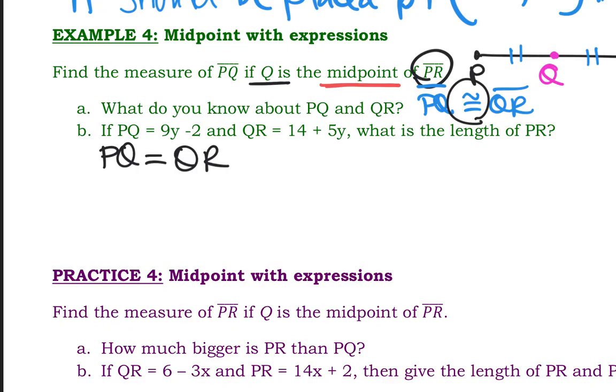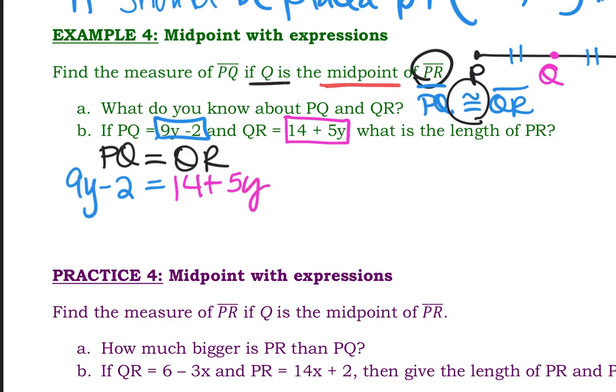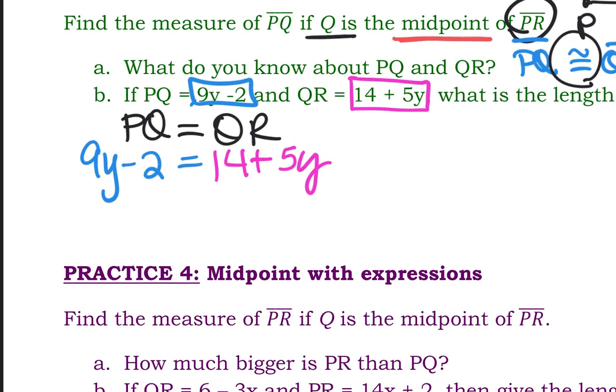The equal sign means we can go ahead and substitute in equations. And we have equations here. What equation do I have equal to P to Q? 9y minus 2. So I'm going to plug that in for P to Q, 9y minus 2. What do I have equal to Q to R? 14 plus 5y. And now you can solve it. So there are some cases on the test where you may want to add them and set them equal. But a lot of times, they're just supposed to be equal to each other. Okay? All right.